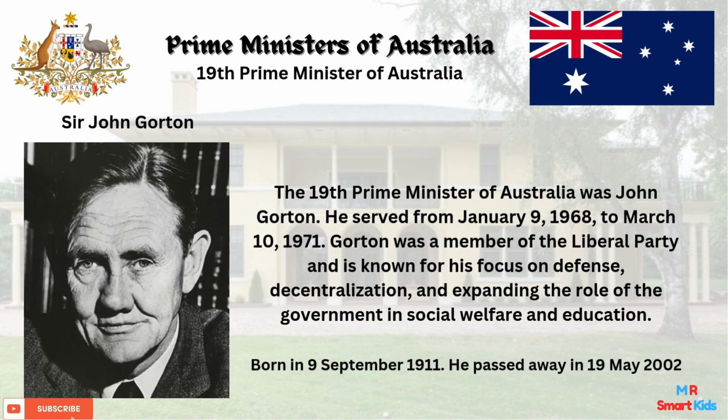The 19th Prime Minister of Australia was John Gorton. He served from January 9, 1968, to March 10, 1971. Gorton was a member of the Liberal Party and is known for his focus on defence, decentralisation, and expanding the role of the government in social welfare and education. He was born on September 9, 1911. He passed away on May 19, 2002.